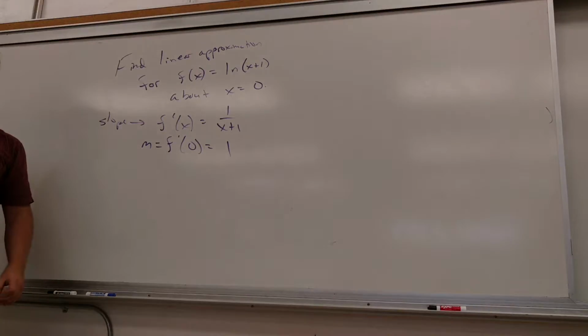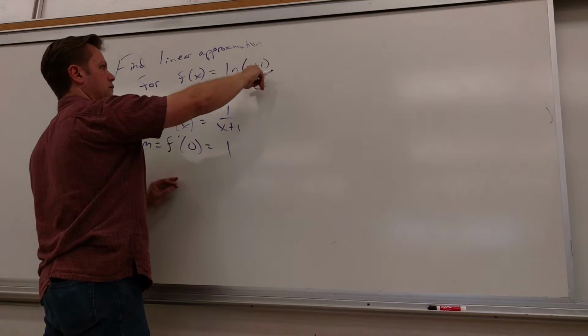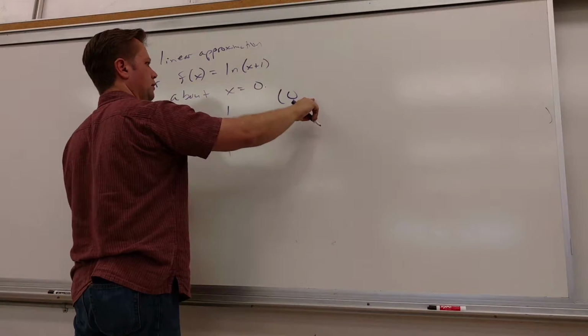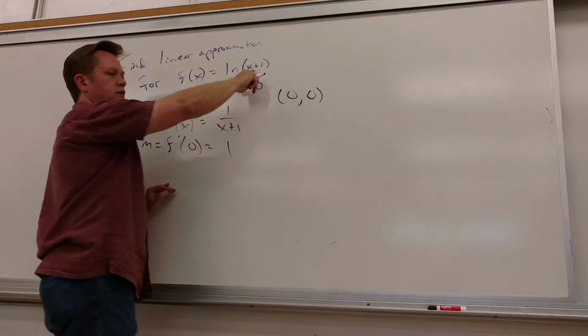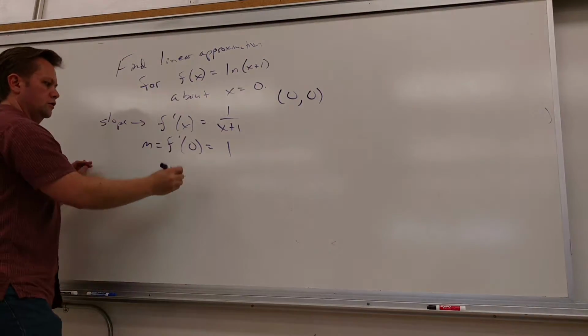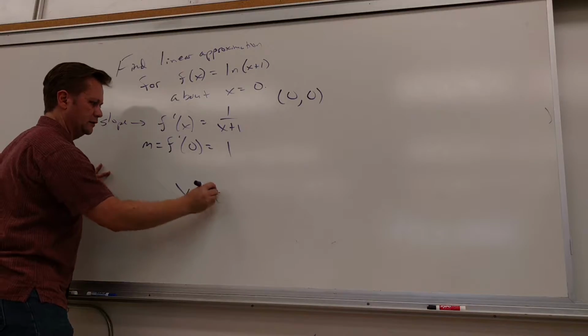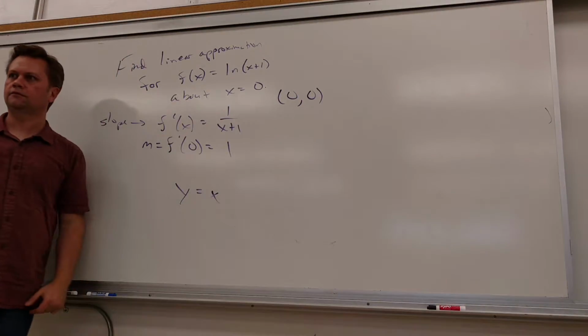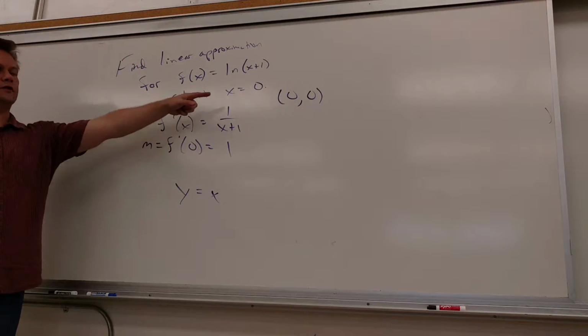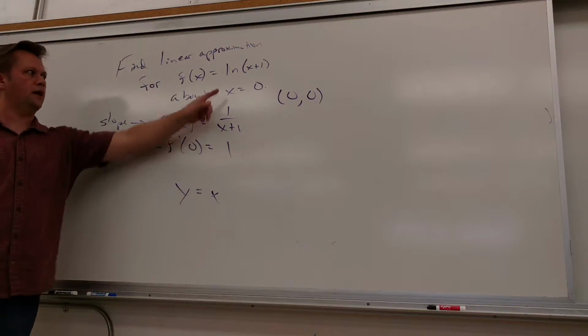Is it just x? Because what's the point that I'm working with? 0, comma 0. When you plug in 0, you get 0 out. So then my tangent line is going to be y equals 1x plus 0. So really close to 0, this approximates this.